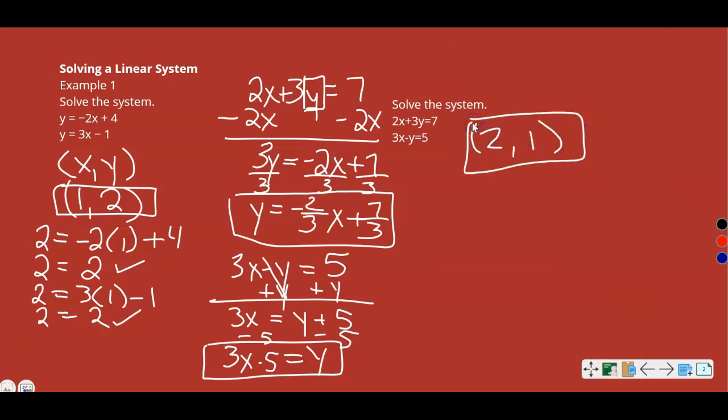You should also take and plug that into your x and y and check it. You can quickly do that. 2 times 2 is 4. 4 plus 3 is 7. So it works for the first one. 3 times 2 is 6. 6 minus 1 is 5. So you can quickly check that and know that that is, in fact, your solution.